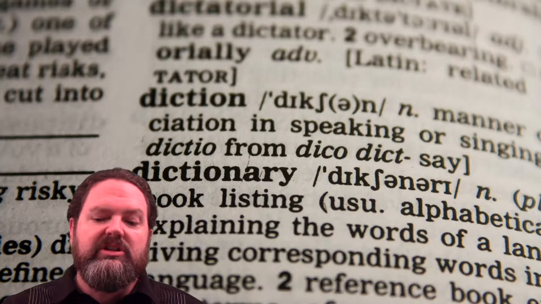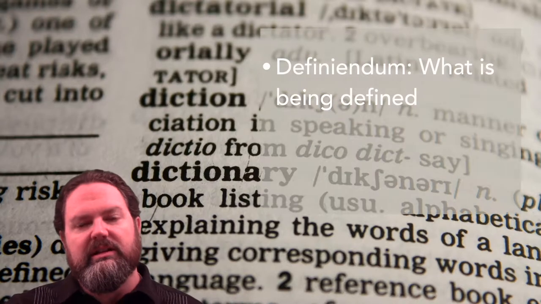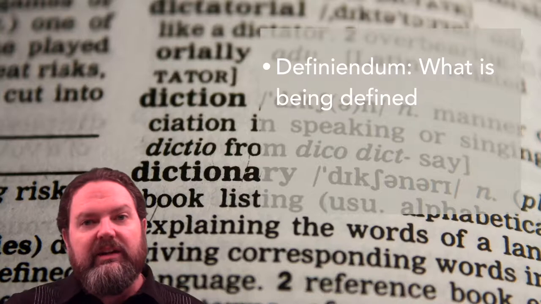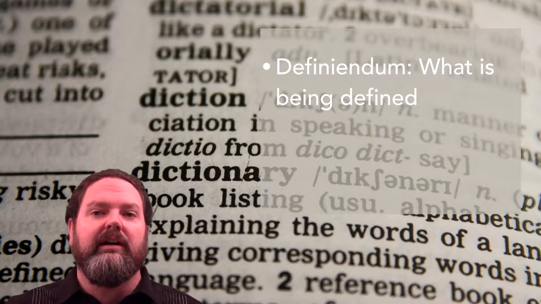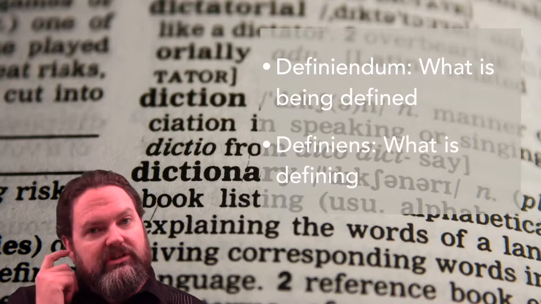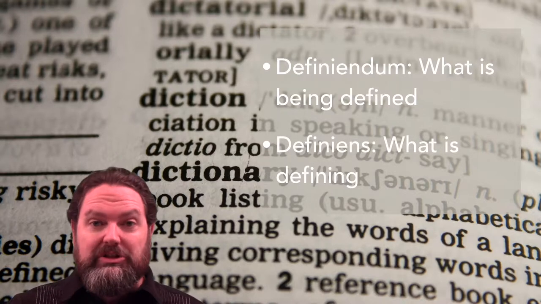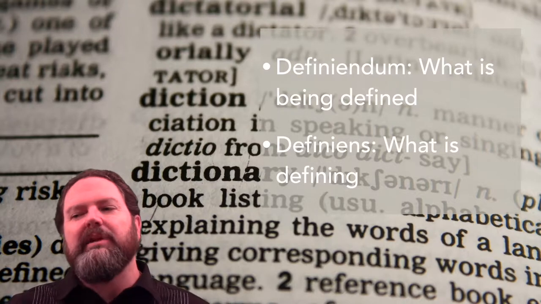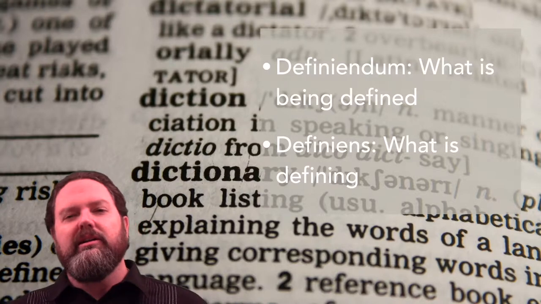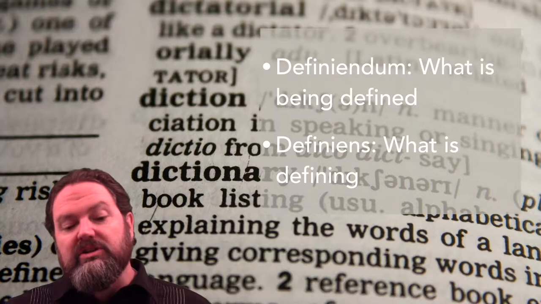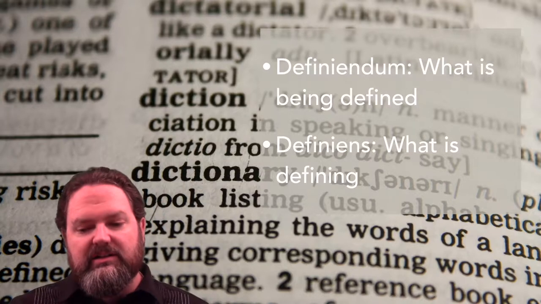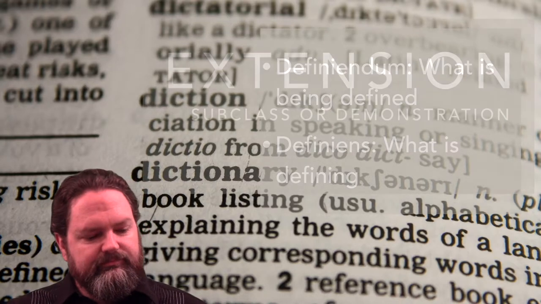Now, to get started with this, I'm going to introduce two terms. Definiendum is the first one, and it's just what is being defined. It's the word that's being defined. And the definiens is what's doing the defining. I'm not just going to say sentence, because it isn't always a sentence that's doing the defining. You'll see what I mean in just a second. So just keep this in mind: definiendum, what's being defined, and definiens, what's doing the defining.